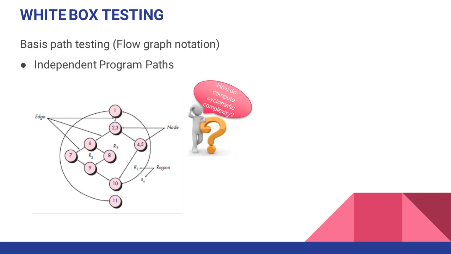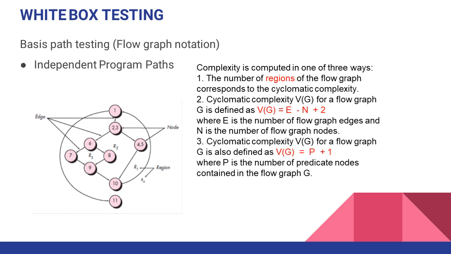Now, how to calculate the cyclomatic complexity? Cyclomatic complexity has its foundations in graph theory and provides you with an extremely useful software metric. It can be computed in one of three ways. Either the number of regions of the flow graph corresponds to the cyclomatic complexity, or the cyclomatic complexity for a flow graph is defined as V(G) = E - N + 2, where E is the number of flow graph edges and N is the number of flow graph nodes.